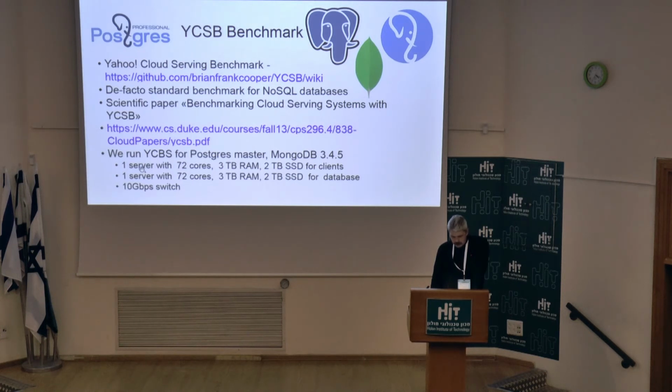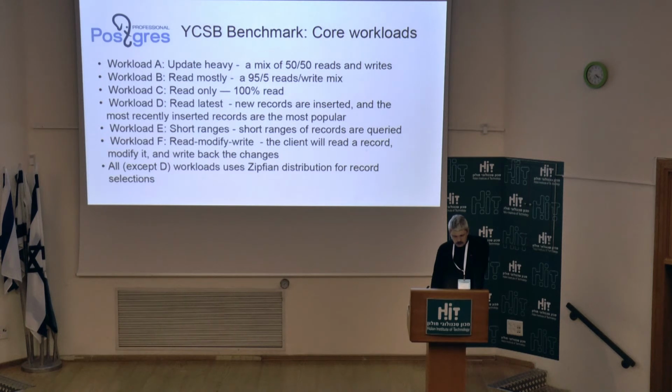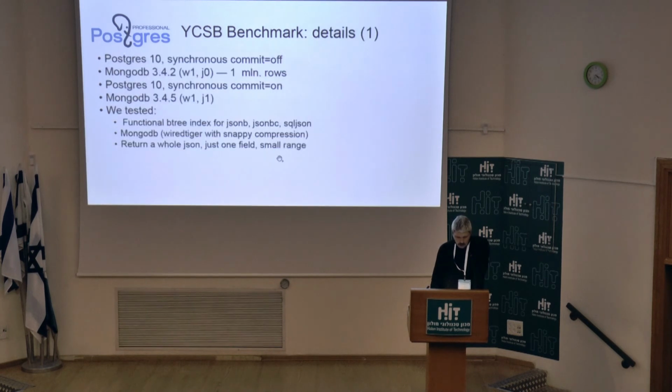We took a rather big server for that. We took the latest MongoDB version at the time, and defined some workloads with heavy updates, read-only, and so on. Also, we tried to use a Zipf distribution. No, it means non-uniform distribution. Zipf distribution means that, for example, you use some small subset of the records very often, and it means that there is more locking on them. Okay, so these are the details of the benchmarks. To compare Postgres with Mongo, we needed to turn synchronous commit off.